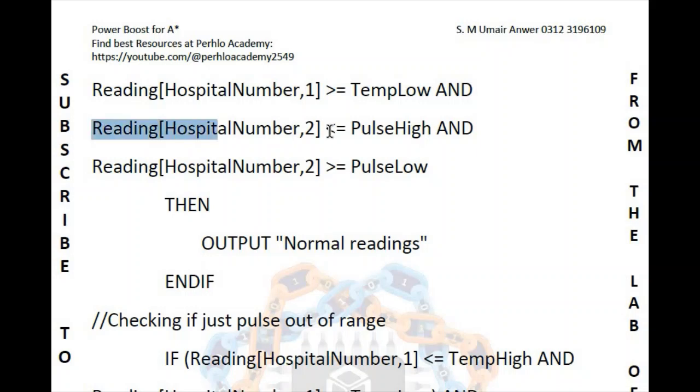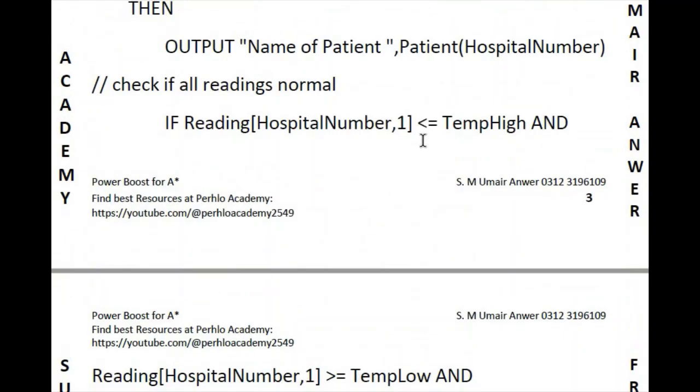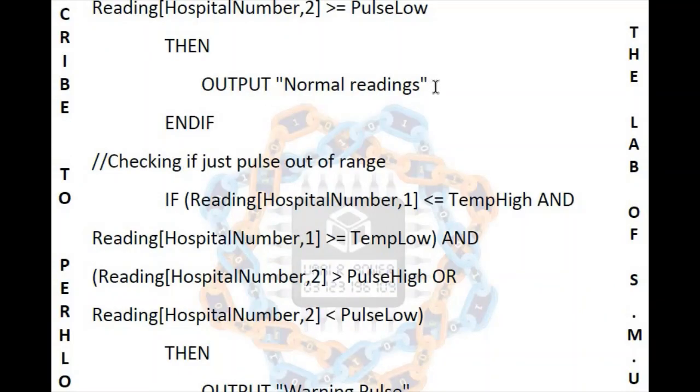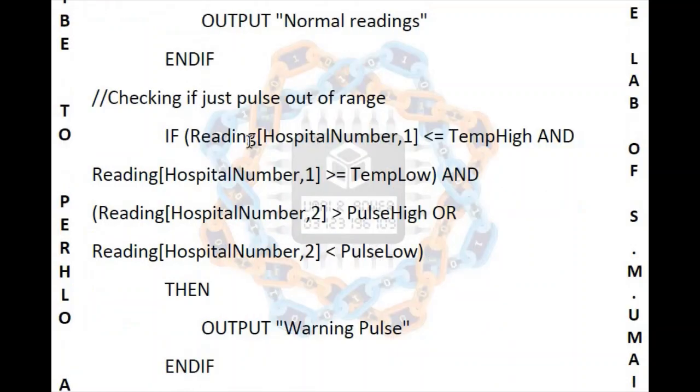If your reading is less than or equal to pulse high and greater than or equal to pulse low, if both of these conditions are being met, meaning your temperature also lies in the range and your pulse also lies in the range, then what do we do? Then output normal readings. And now we are going to check if any one of them is out of range. So first of all we'll check, we can use brackets here as well.